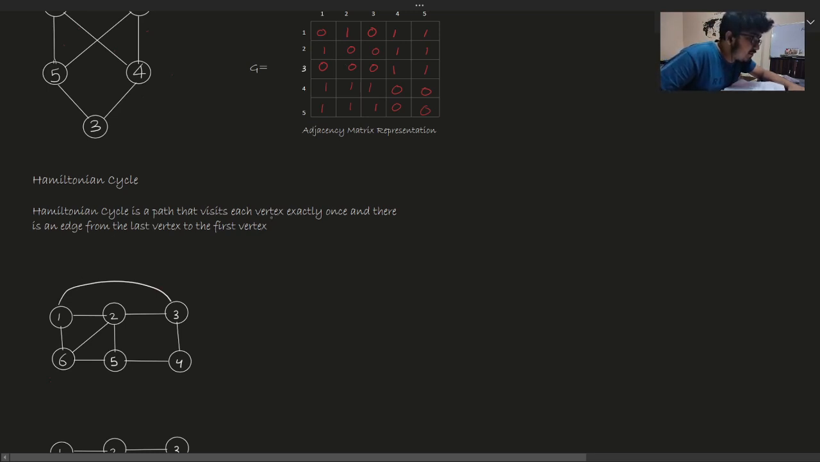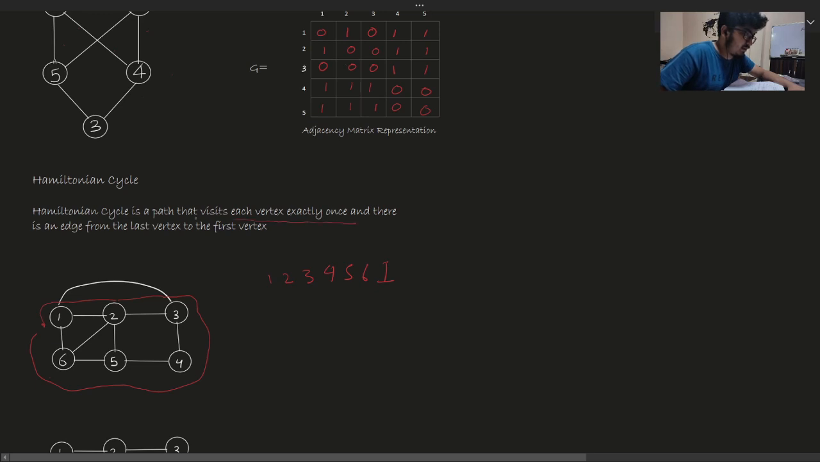Visits each vertex exactly once means we have to visit every vertex at least once. So follow me. One, then we visit two, then three, then four, then five, then six, and we return to one. 1, 2, 3, 4, 5, 6, and again we are here at 1. So we followed this, visiting each vertex exactly once.